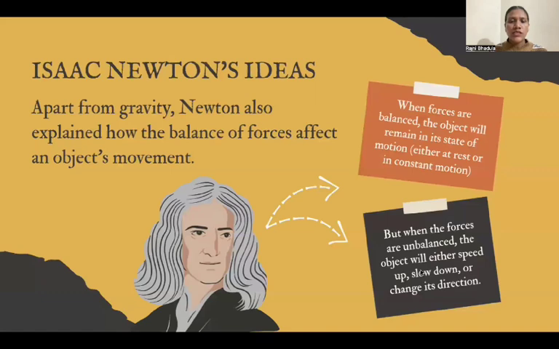Now, what was Isaac Newton's idea? Apart from gravity, Newton also explained how the balance of force affects an object's movement. He stated that when a force is balanced, the object will remain in its state of motion, either at rest or in constant motion. He stated that when the forces are unbalanced, the object will either speed up, slow down, or change its direction.